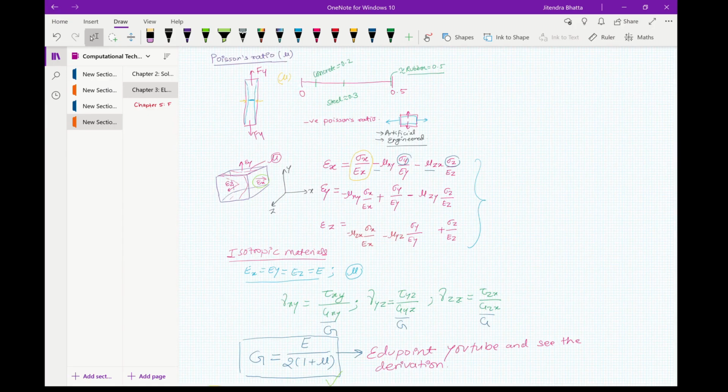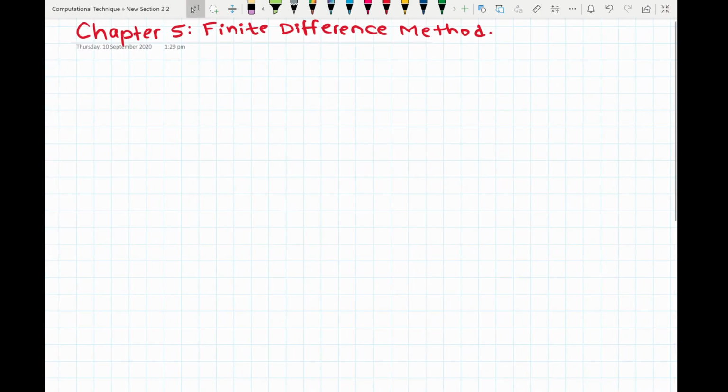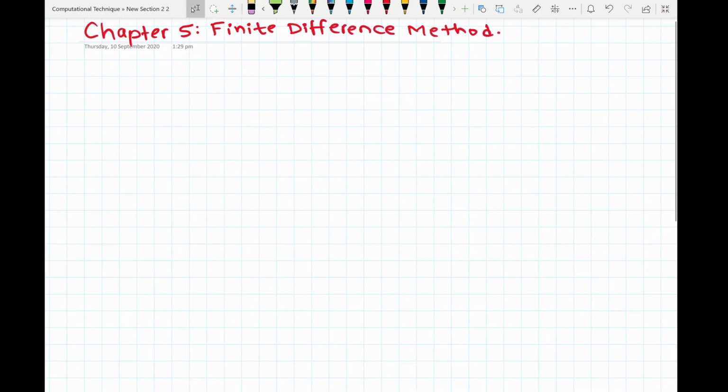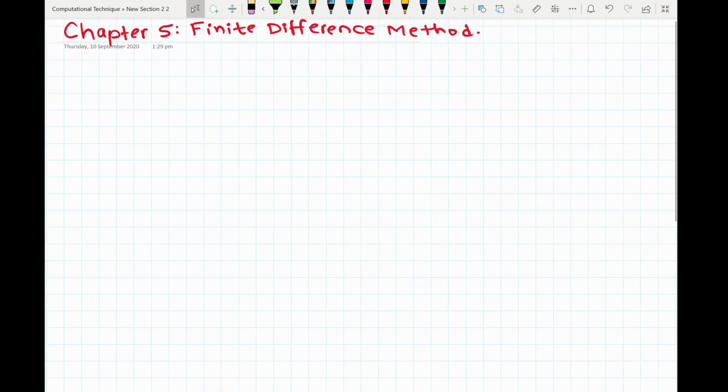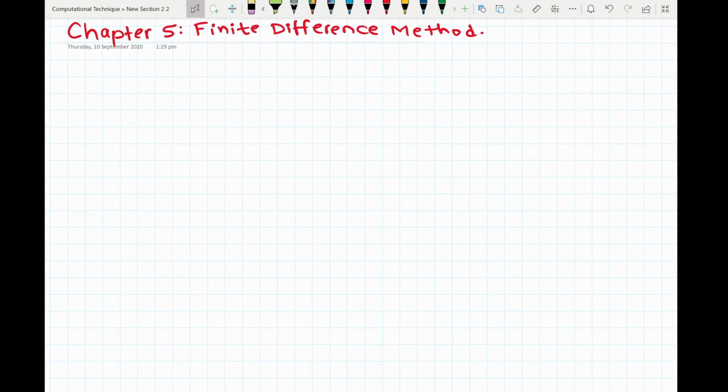Now today I won't be going through chapter 4 because it is a lengthy chapter, and I will do that right at the end of the sessions. We're going to look into chapter 5, which is on the finite difference method. I'm not an expert on hydrology. I only have limited knowledge on it. So if I make some errors, please do indicate in the comments below.